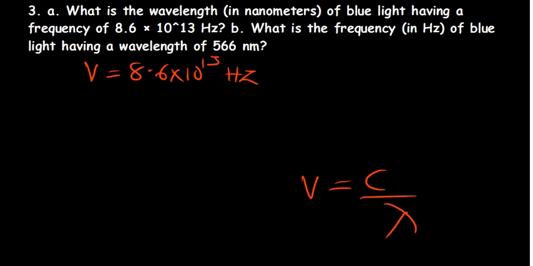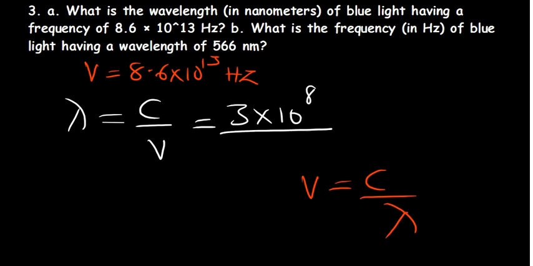So for the very first one, to determine the wavelength, we can just make the wavelength the subject. So it's going to be c over the frequency. So speed of light, 3 times 10 to the power 8, over frequency, 8.6 times 10 to the power 13. Whatever we're doing, we're using standard units, so it'll give us meters because the speed of light is in meters per second. So 3 times 10 to the power 8 divided by 8.6 times 10 to the power 13.